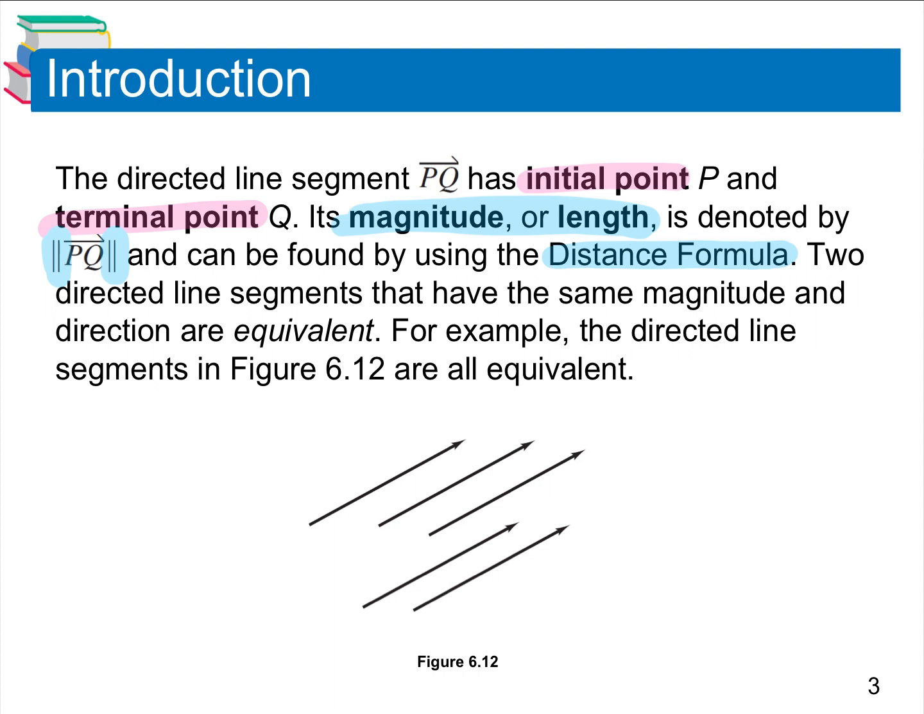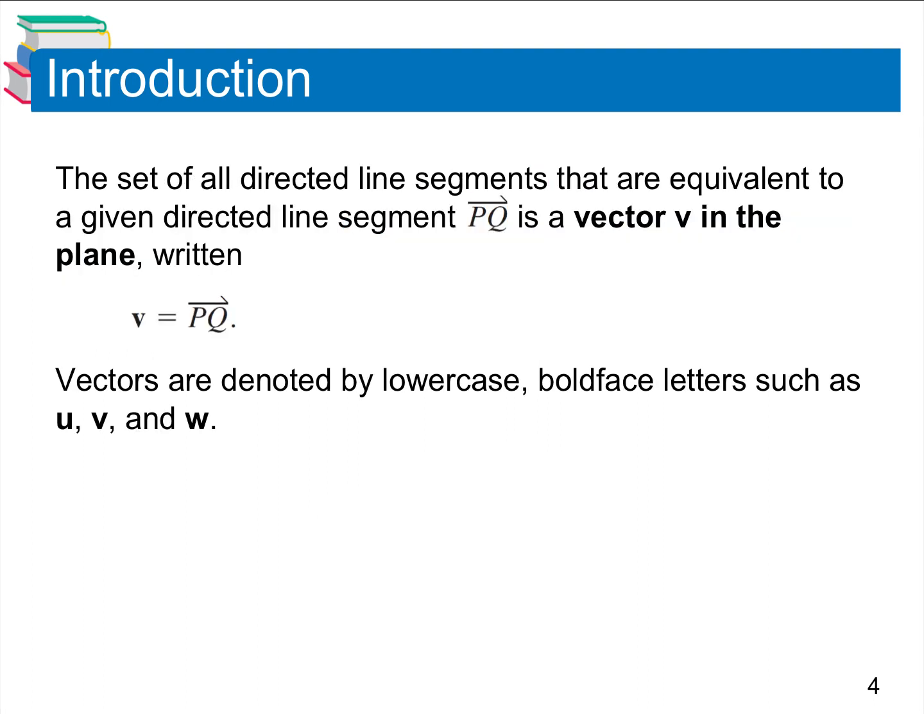Two directed line segments that have the same magnitude and direction are equivalent. For example, the directed line segments in figure 6.12 are all equivalent because they have the same direction and the same magnitude, the same length. The set of all directed line segments that are equivalent to a given directed line segment is a vector in the plane, written like this. We can denote a vector, but we also denote it by a bold letter. A bold V is usually what we see, but we'll see vector U, vector V, and vector W like this. So bold letters tell us that we're talking about vectors.